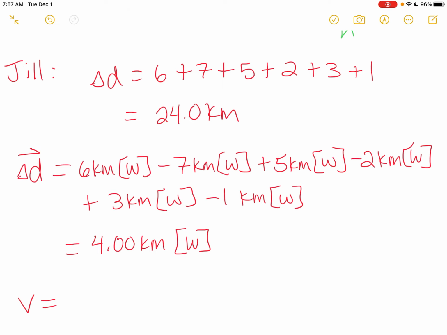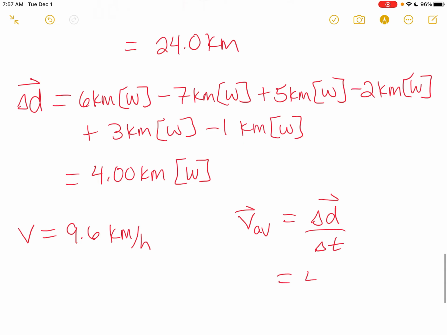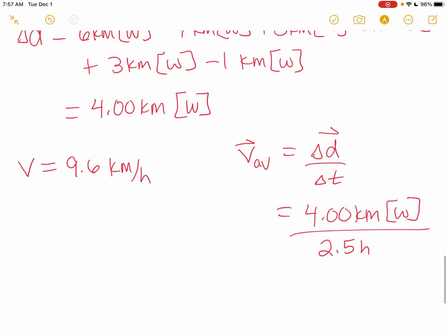So Jill's speed is going to be her distance divided by time, but since her distance was the same as Jack's, her speed is going to be the same as Jack's because they both had the same time. So she's also going at a speed of 9.6 kilometers an hour. Her velocity is going to be her displacement over time, and her displacement is 4 kilometers to the west, and her time was still 2.5 hours, so giving us a total of 1.6 kilometers per hour to the west. So Jill's velocity is quite a bit lower because she has a smaller displacement.